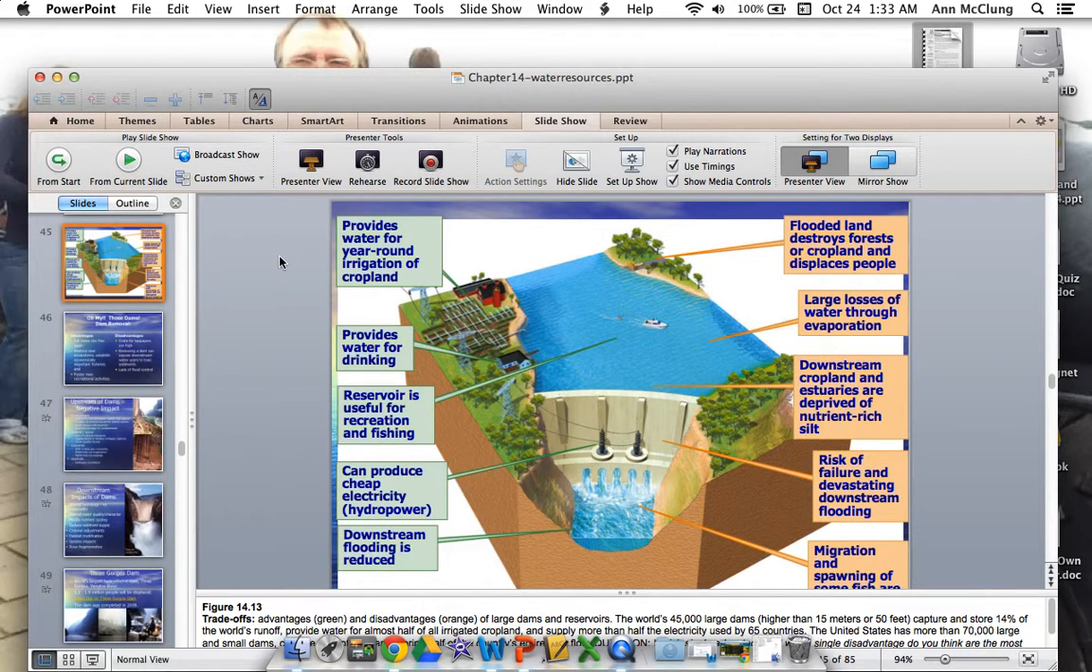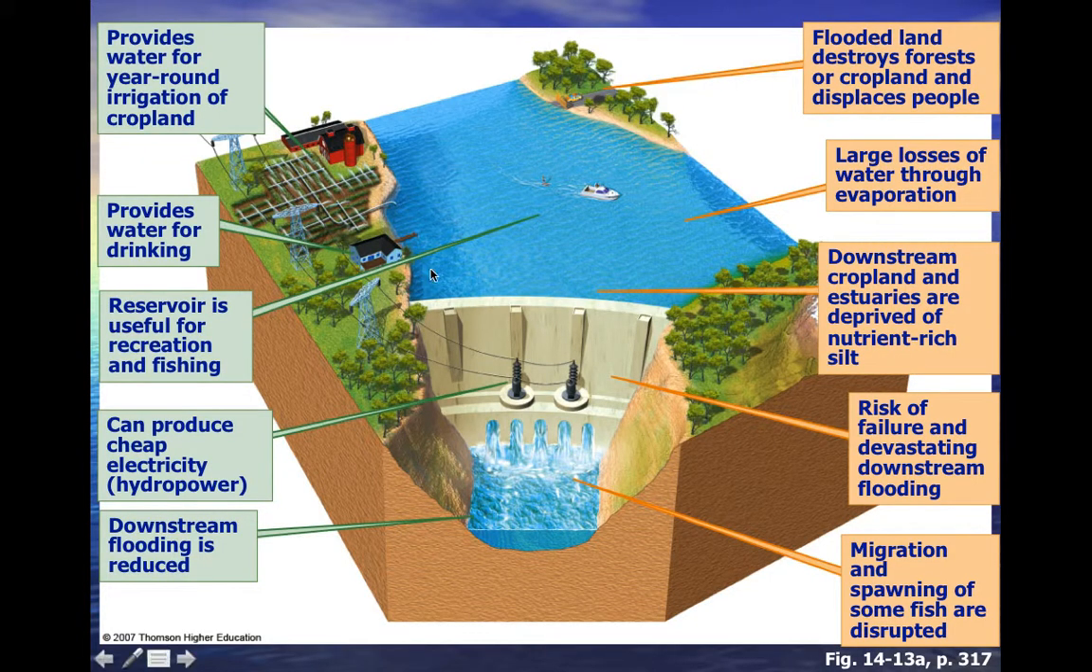Effects of dams in a region. On the left side, we have various positive effects of dams. On the right side, we have negative effects. One that we have is that dams do provide year-round irrigation.